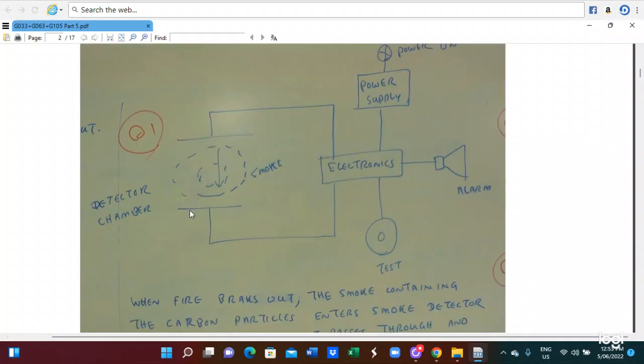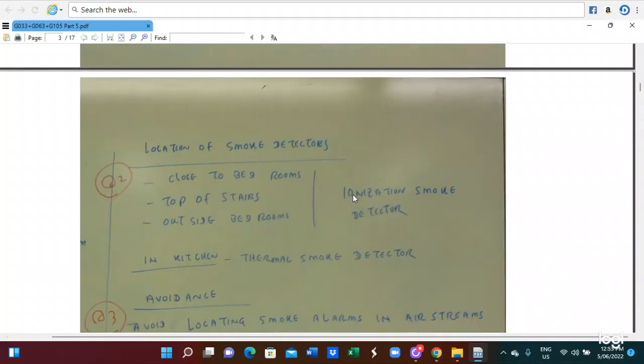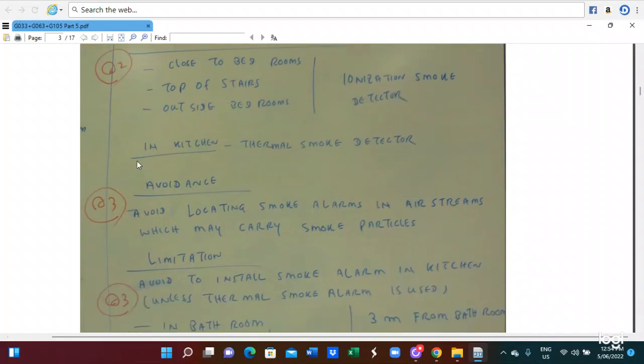When the smoke heats up, the electronic circuit control operates and then the alarm will sound. So this is the electronic circuit control system. The location of the smoke detector is close to the bedroom, at the top of the stair, outside the bedroom. In this case, we utilize an ionization smoke detector system. But in the kitchen, we should use the thermal smoke detector.